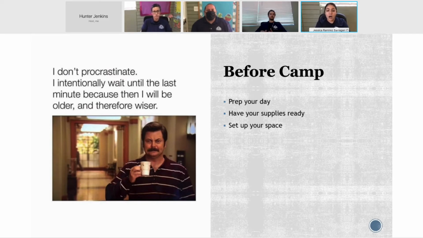Also, setting up your space in advance. In the summer, if you're going to be outside, we're also going to have a lot of patrons coming by and stopping by the park. They're going to want to have a picnic or something like that.